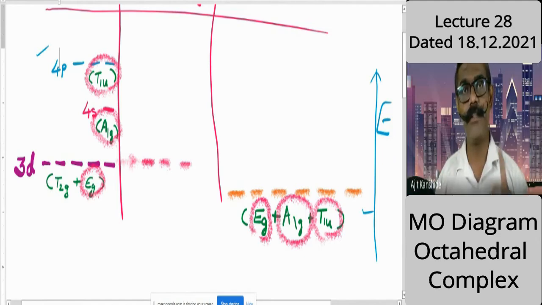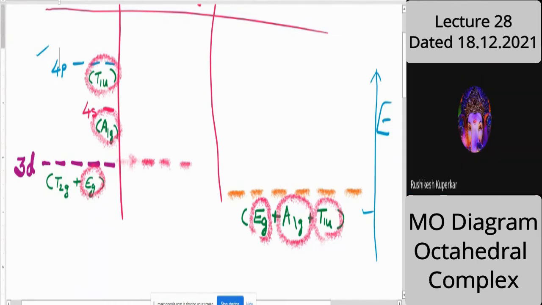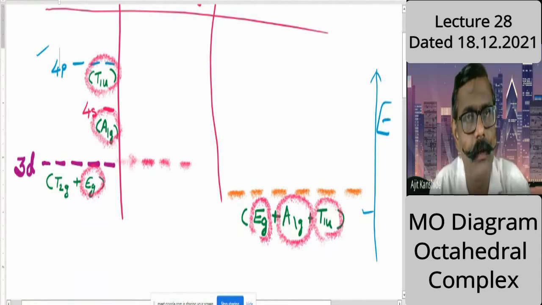EG, EG, A1G, T1U. Yes, please. No, somebody answer. I could not hear that answer. Is my question clear? Yes, sir. Okay. The answer, no. Out of those three, you have to choose one option, where there is a strong overlap, strong interaction.